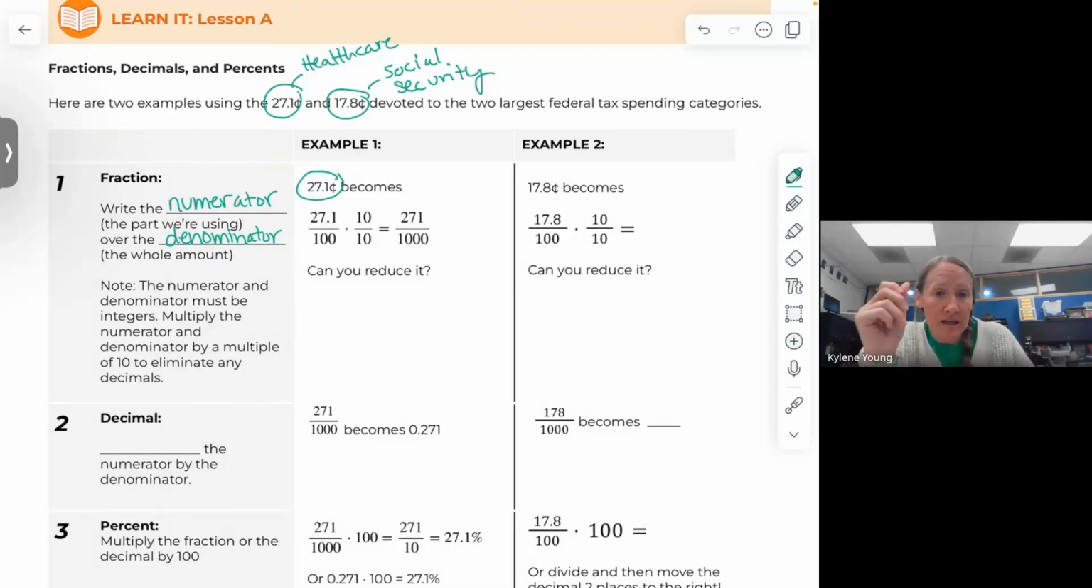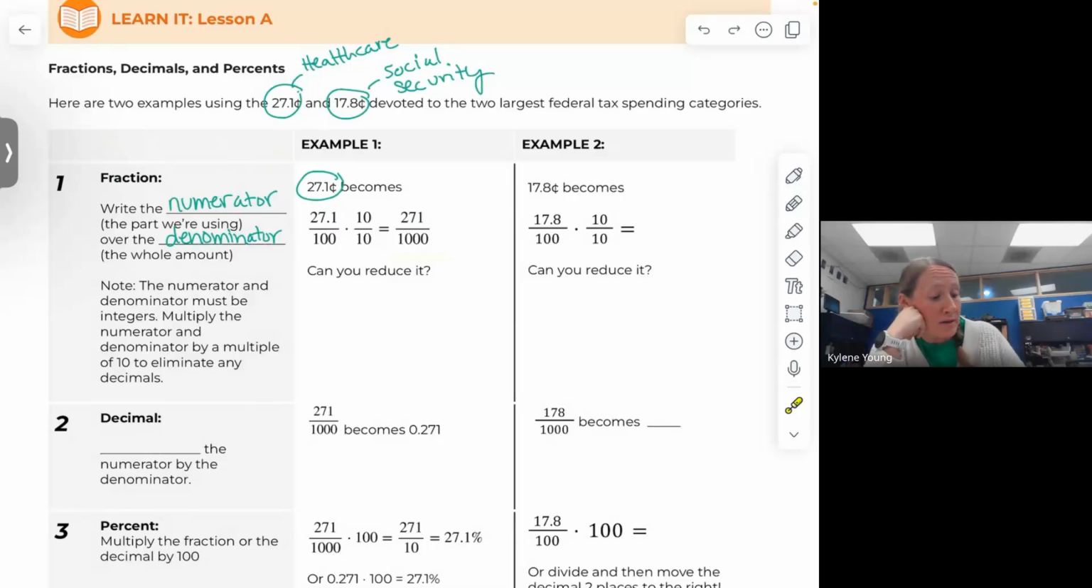So again, like I just said, the numerator and the denominator have to both be integers, and an integer is a whole number, so it can't have a decimal. So in order to eliminate that decimal in 27.1, we're going to multiply the numerator and the denominator by 10. We're multiplying it by 10 because if you look at this, that decimal is a tenths place. And so when we multiply by 10, it's going to get rid of that decimal for us. So we would put 27.1 cents in the calculator over 100 times 10 over 10. And that will pop out 271 over 1,000.